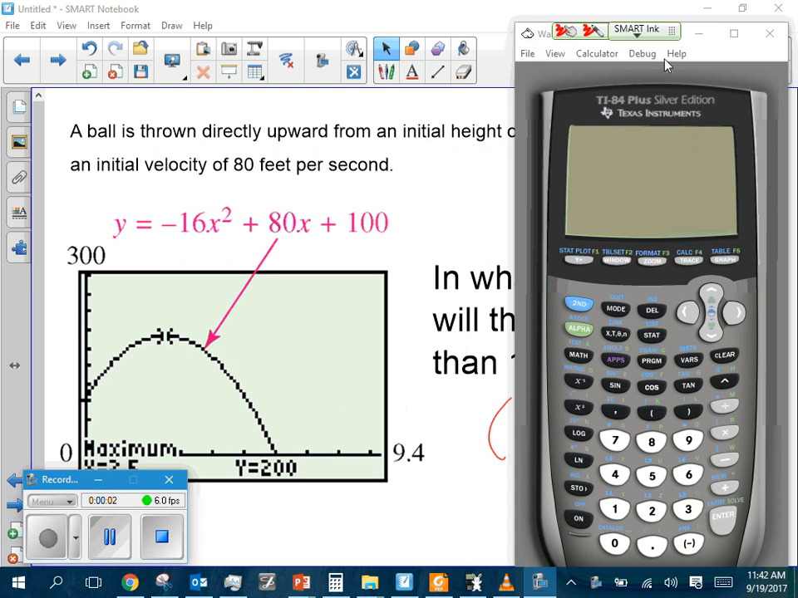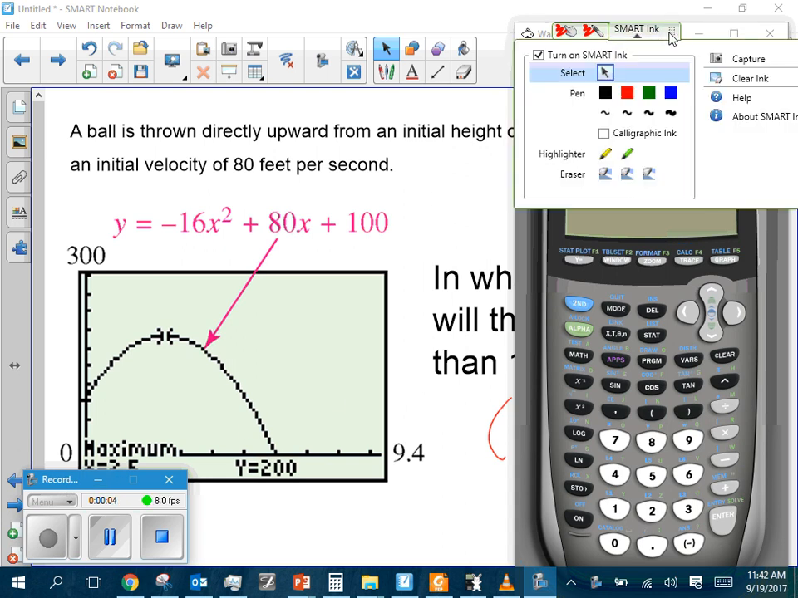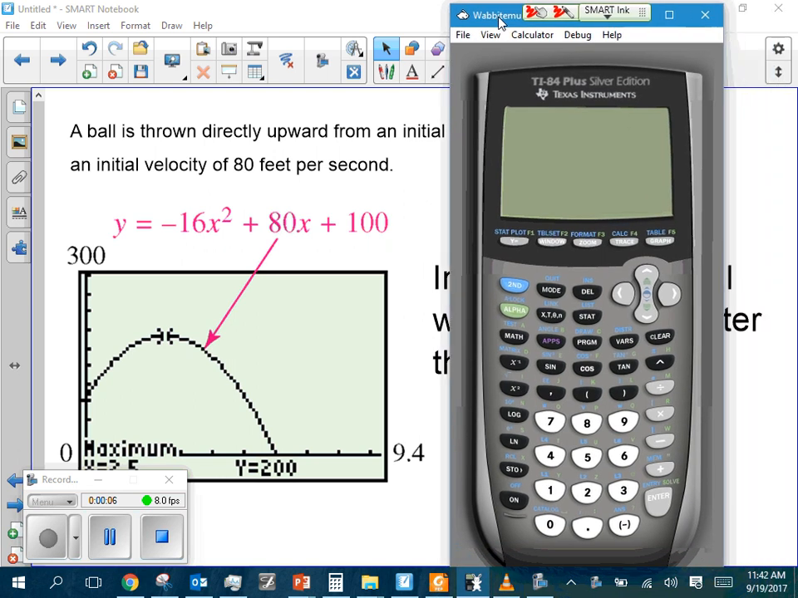All right, I think my camera died, so in second period, I'm going to finish going through how we used our calculator to come up with the same things we found by hand.